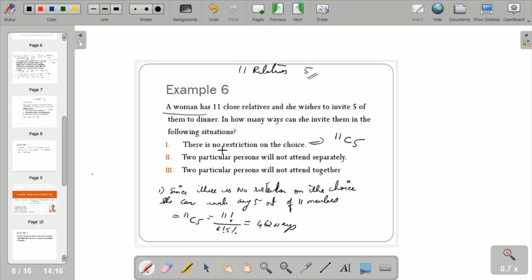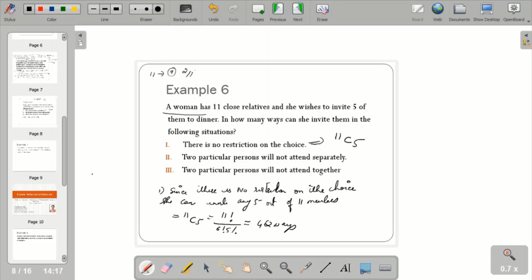These were the 3 situations. In the first, she did not have any restriction. Next, the second situation is that 2 particular persons will not attend separately. That means they will attend the dinner together. So out of those 11 members, consider 2 people together, so 11 minus 2 is remaining 9.